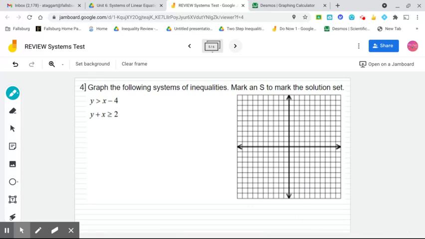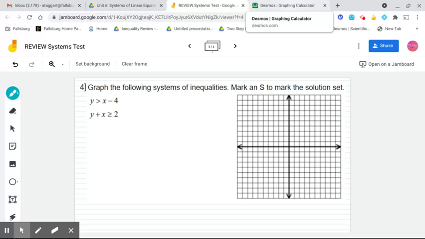All right, number 4. Graph the following systems of inequalities. Then we're going to mark an S to mark the solution set. So this is very similar to graphing equations. You're going to still use Desmos. You still want it to be in y equals mx plus b format. But the only difference is we have to ask ourselves, is our line going to be dotted or is it going to be solid? Remember, less than or greater than is a dotted line. Less than or equal to, greater than or equal to is a solid line.